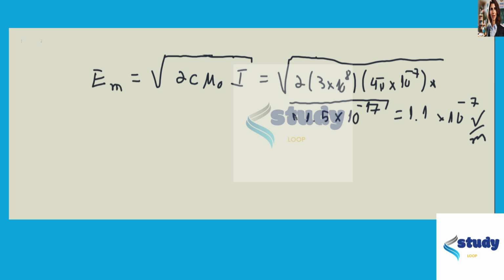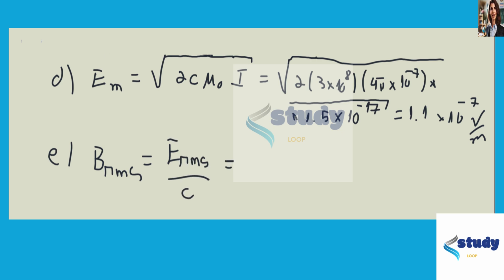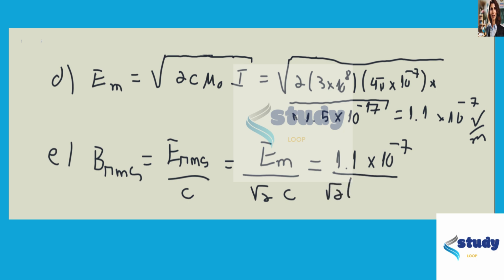And the RMS value for the magnetic field, for the next part: B_RMS is related to the RMS value of the electric field divided by c. And the RMS value of the amplitude is just E_m divided by square root of 2, divided by c. And this is 1.1 times 10 to the minus 7 divided by the square root of 2 times 3 times 10 to the 8. And we get 2.5 times 10 to the minus 16 Tesla.